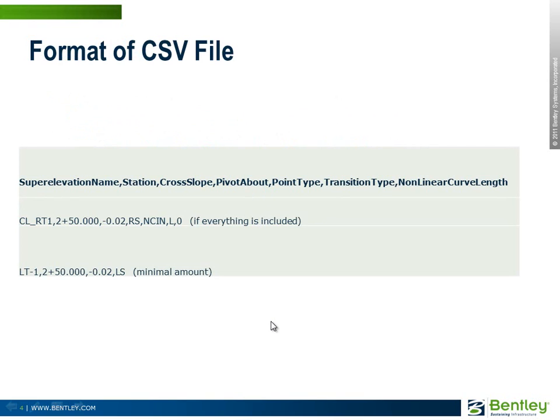Okay, I just showed you one file that I was using, which basically had the super elevation, name of the lane, station, and cross slope. But there are a lot more parameters that you can use. If you used all of the parameters, you can see here I have an example line of what that is. However, I used the minimal amount, which is basically the lane, the station, the cross slope, and the side of the road.